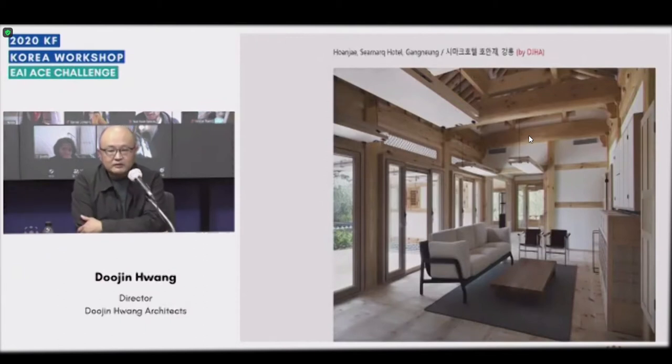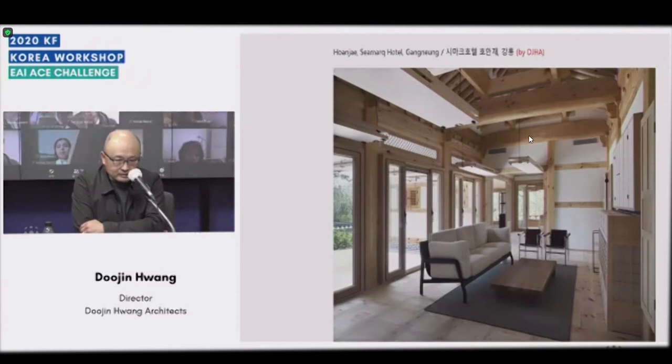So this is another example of flying doors. This is at a six-star hotel called C-Mark, in the city of Gangneung, on the east coast of the Korean Peninsula. This very luxury hotel has a hanok annex, and the main building was designed by an American architect named Richard Meyer. He is a global superstar architect, and our office was commissioned to design the hanok annex for the hotel. And this is the picture of that part of the hotel, which we call Hoanje.